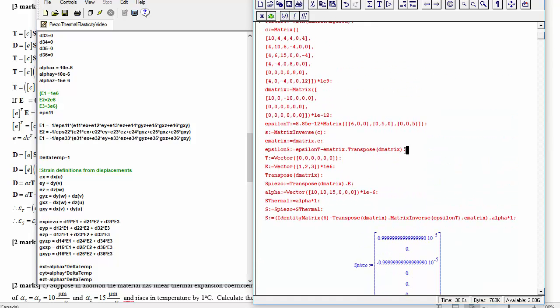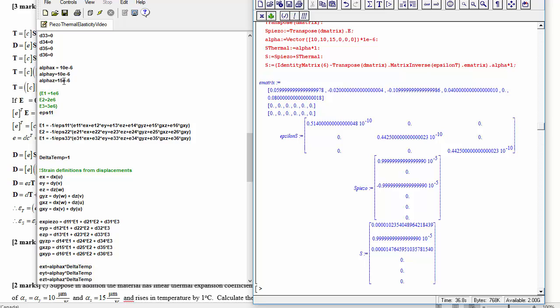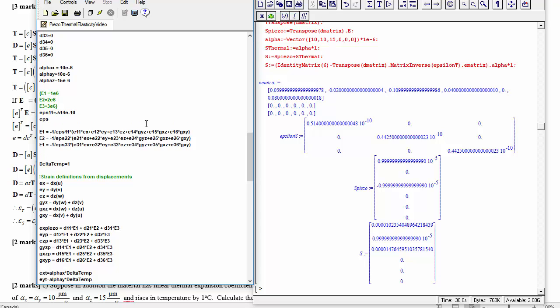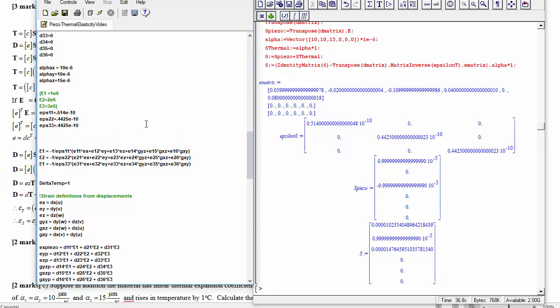So where's that? Epsilon s is what we worked out right there. And we're also going to need to report what the E matrix components were. Okay, so epsilon S11 is 0.514 E minus 10. Epsilon S22 is 0.4425 E minus 10. And epsilon S33 is 0.4425 E minus 10. Then we're going to need the E matrix components for this formulation to work out.